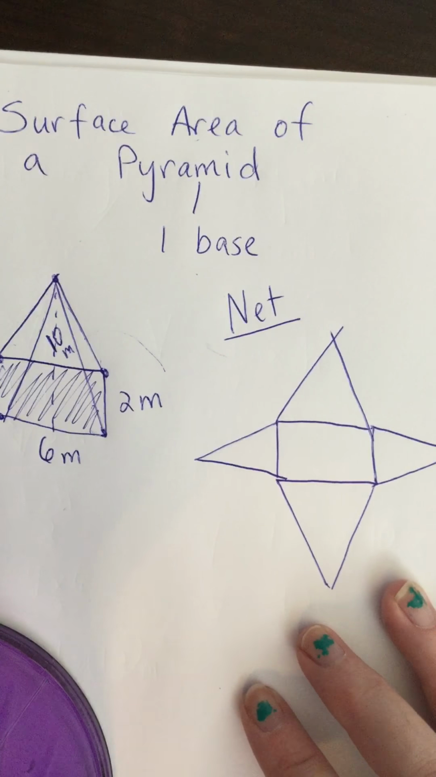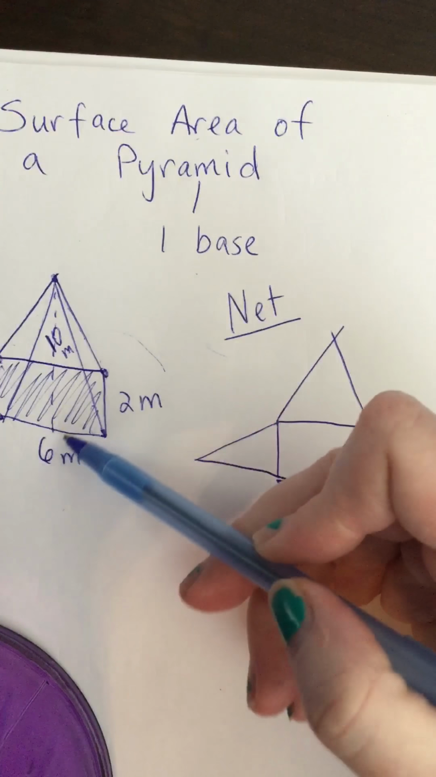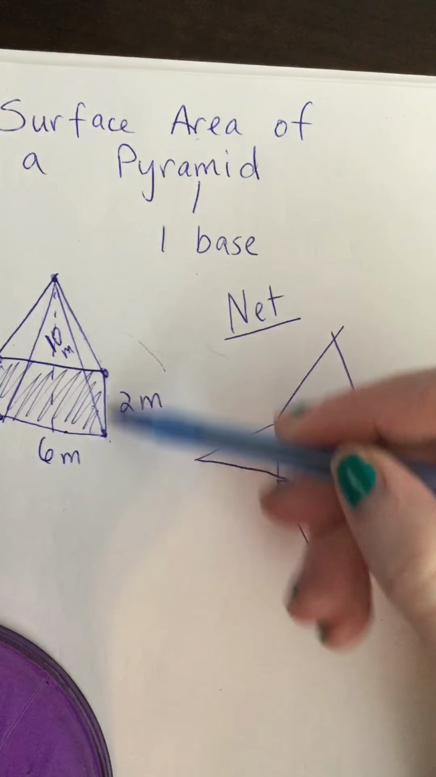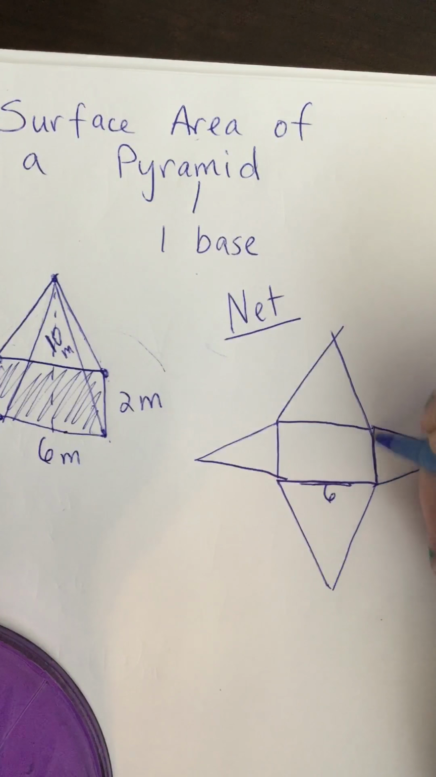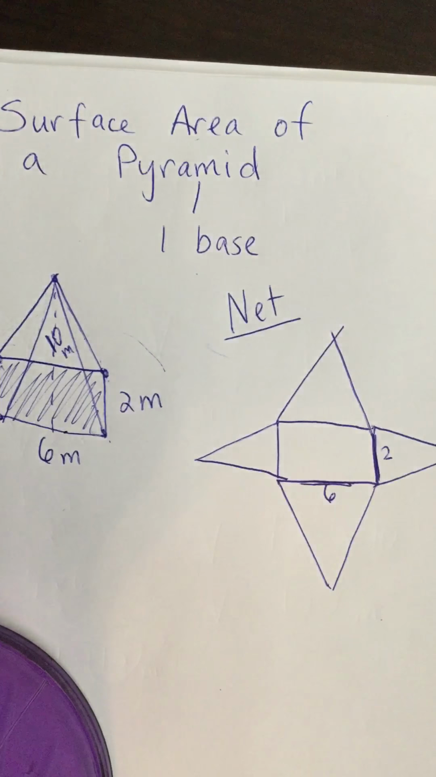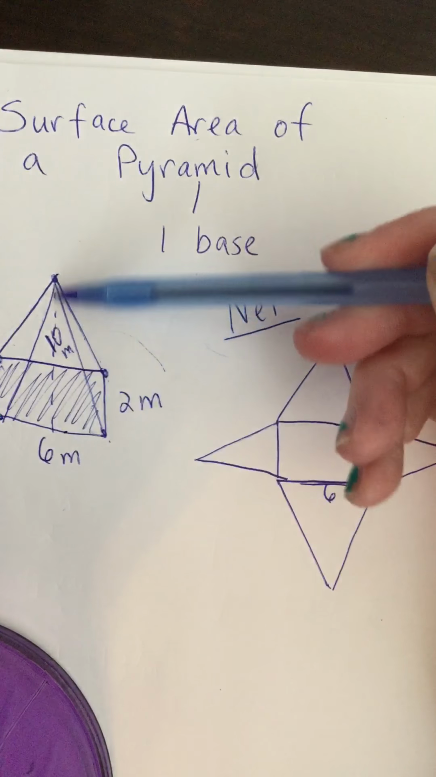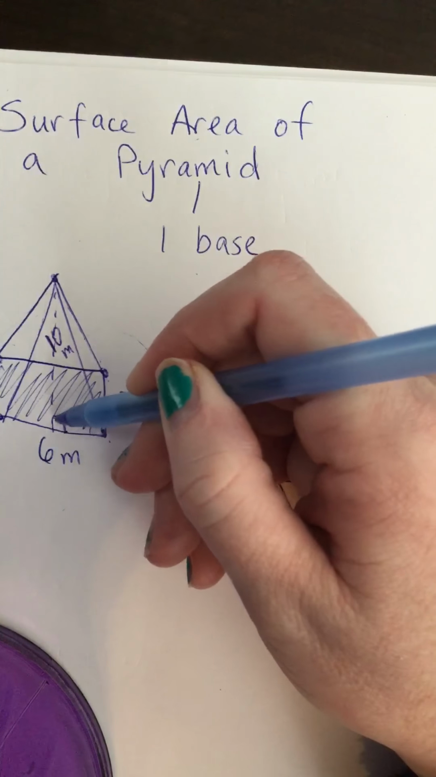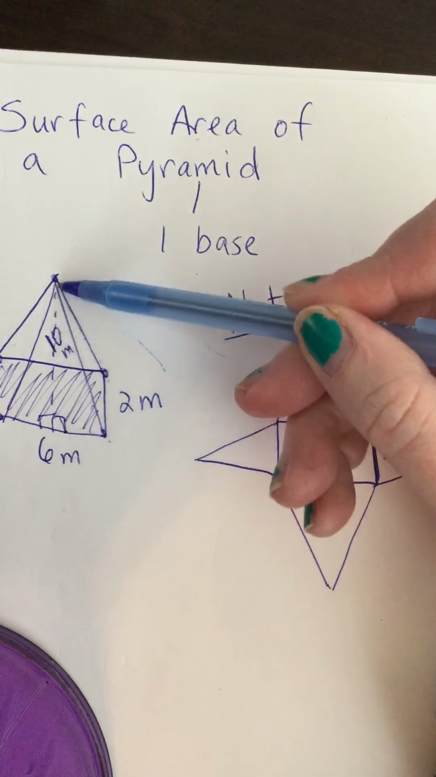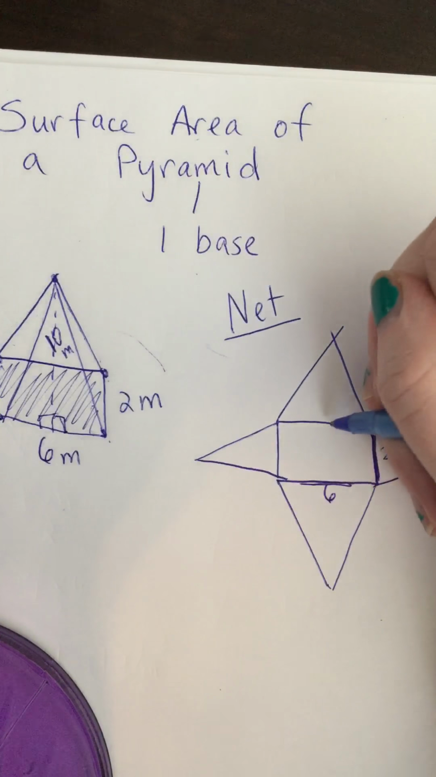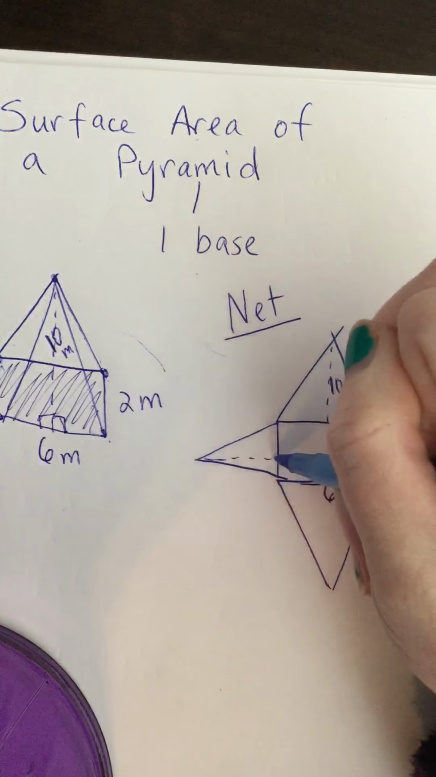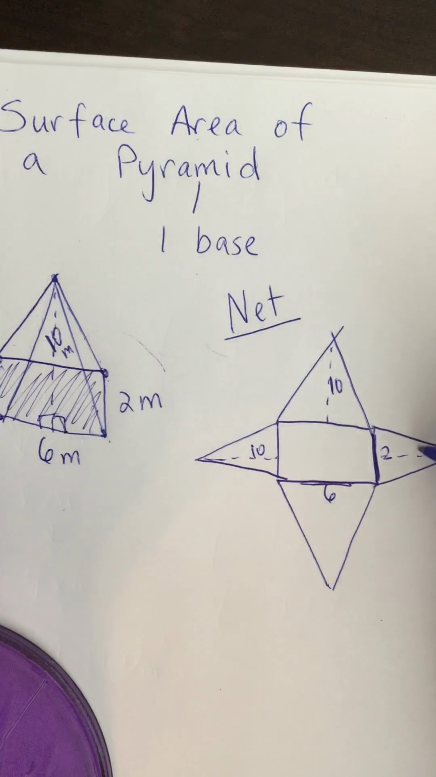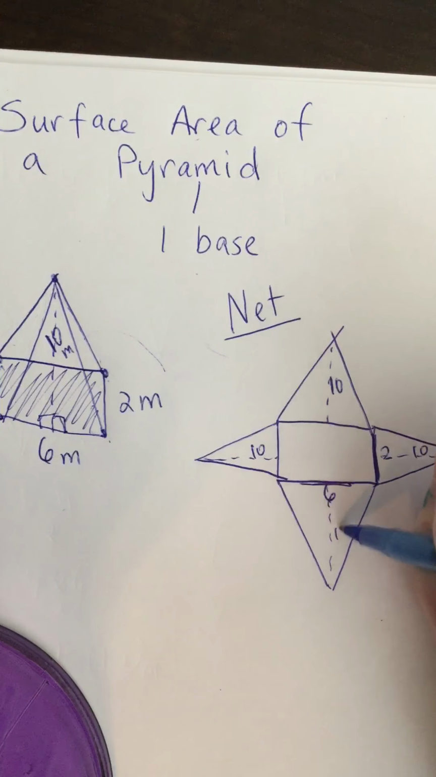Okay, now let me move this over a little bit more. Let's label everything. Okay, so this was 6 meters, 6 by 2. So I'm going to label this as 6, that's that length, and this was a 2. Now, each triangle is about 10. Oh, and I forgot my little 90-degree box to show it's the height. This is the height of the pyramid. So this is the height of all the triangles. That's 10. This would be 10, 10, and 10.